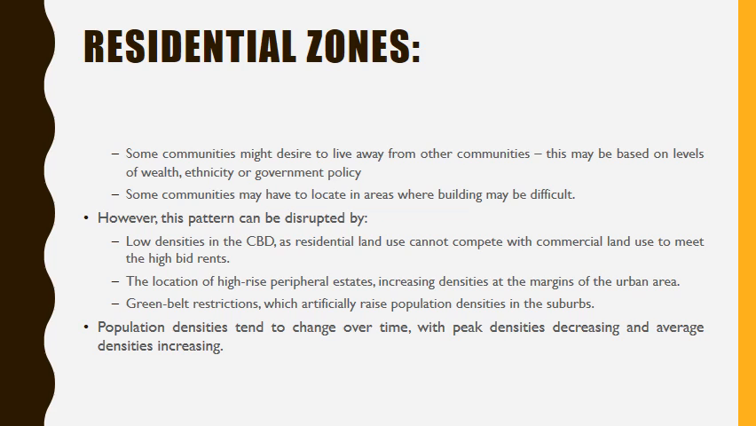However, this pattern can be disrupted by low densities in the CBD, as residential land use cannot compete with commercial land use to meet the high bid rent. The location of high-rise peripheral estates increases density at the margin of the urban area. Green belt restrictions artificially raise population density in the suburbs. Population densities tend to change over time, with peak densities decreasing and average densities increasing.